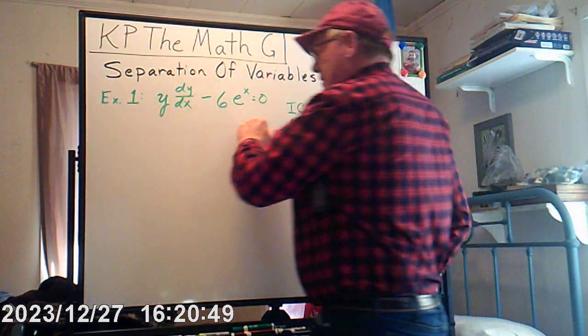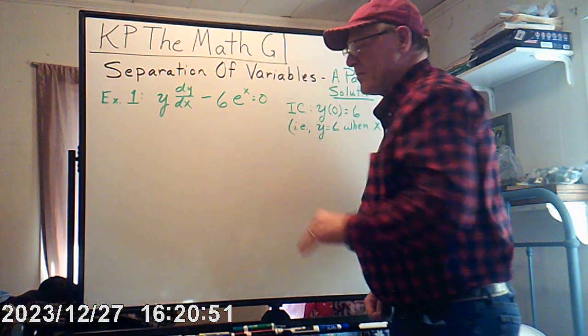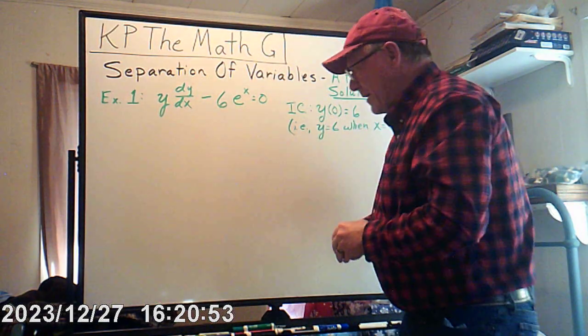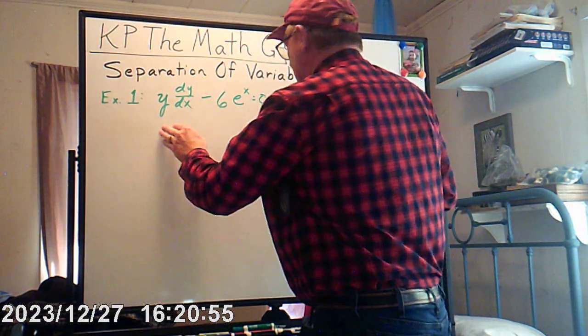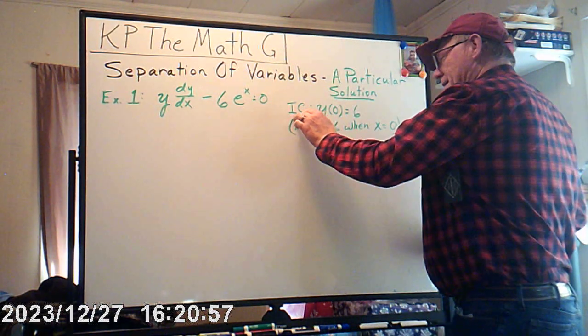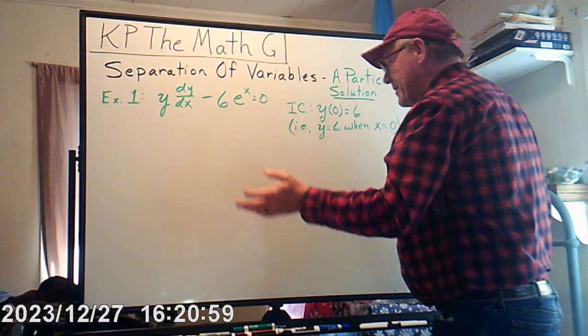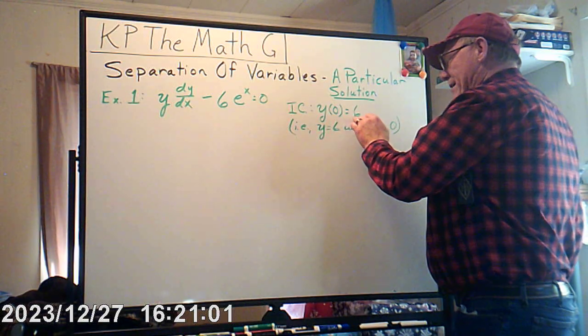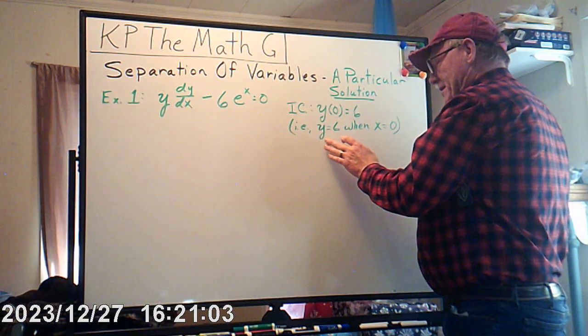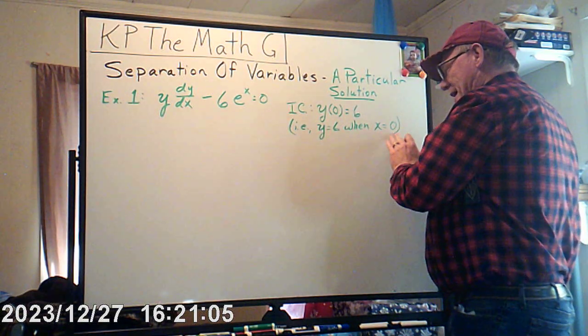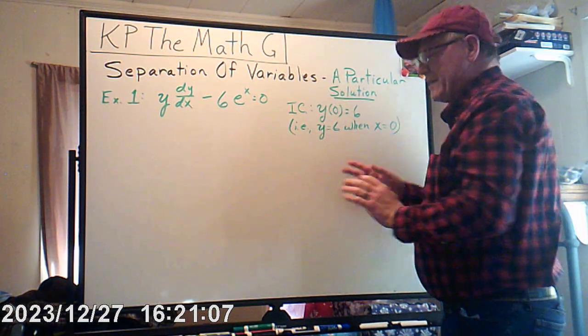You're going to be given a differential equation, okay, and on the side you're going to have an IC. That's called an initial condition. y at 0 equals 6. That is, y equals 6 when x equals 0. So don't get these mixed up.